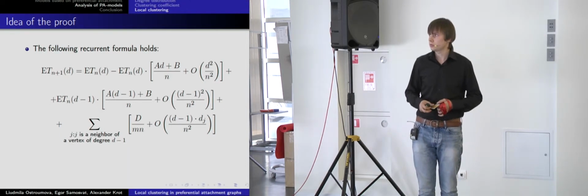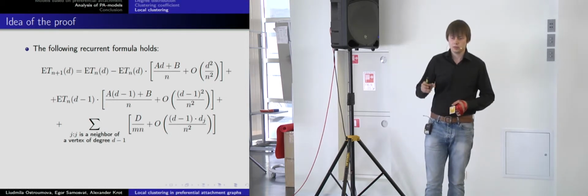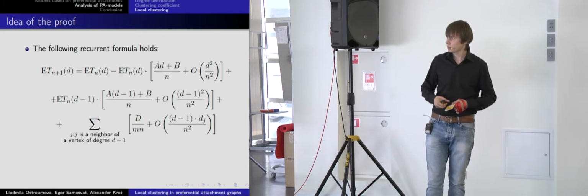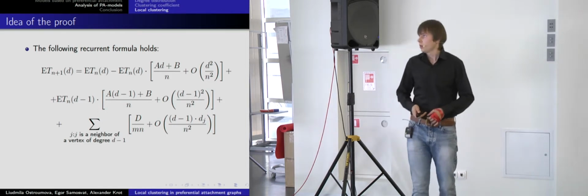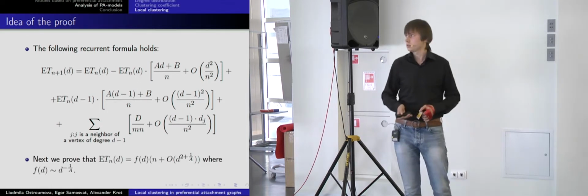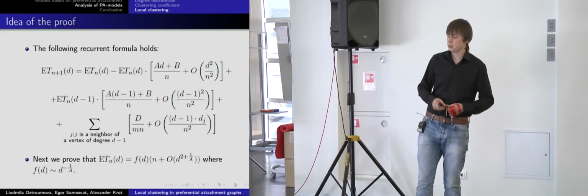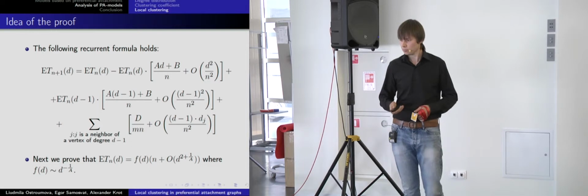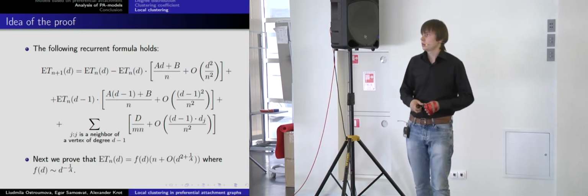Because as you remember, in preferential attachment graphs, we have the second condition that the probability of adding a multiple edge is very small. So next, we prove by induction that the expectation of the number of triangles on the vertices of degree d is equal to such an expression.